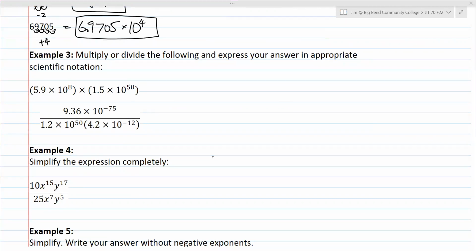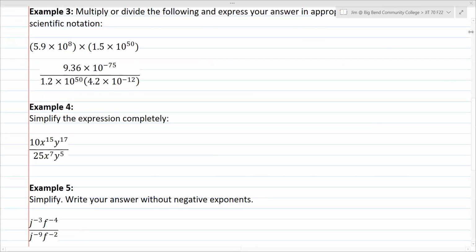All right, example 3, multiply or divide the following and express your answer in appropriate notation. Okay, first of all, this can be done by a calculator indeed, but we have to think about how to play with the multipliers. So first of all, I can arrange my expression in this way. I have the factors at the front and then the multipliers at the end. All right, how do we do that?